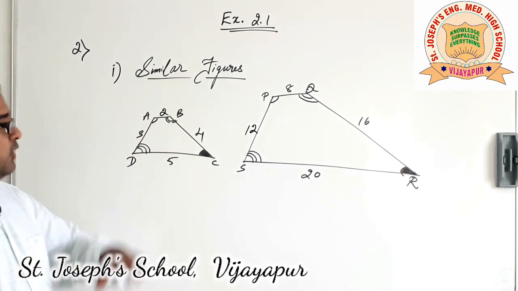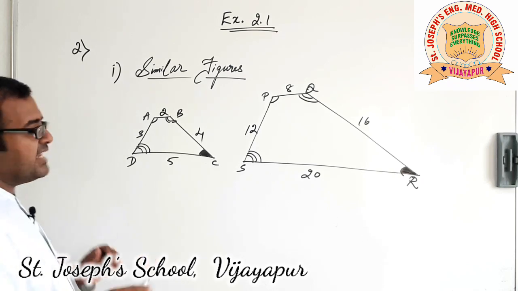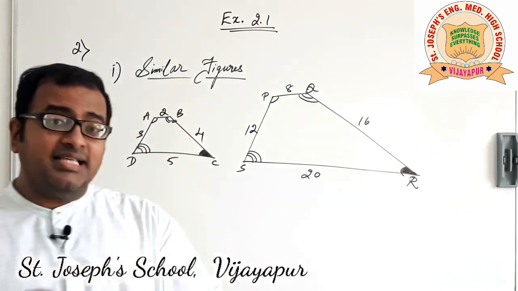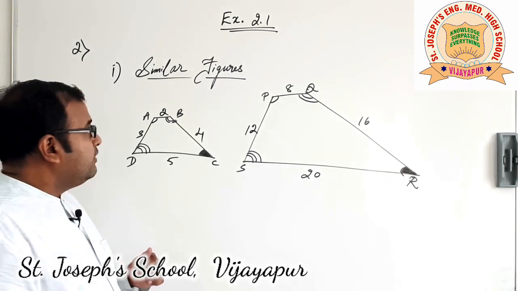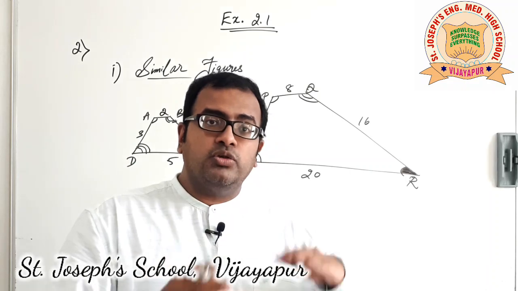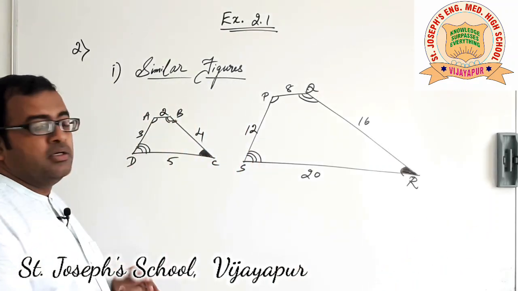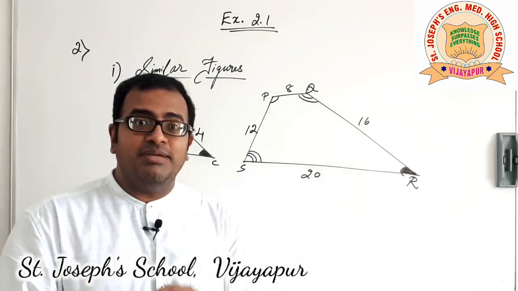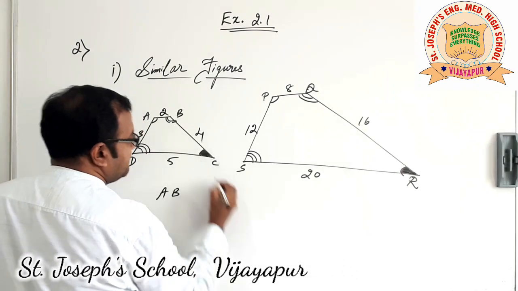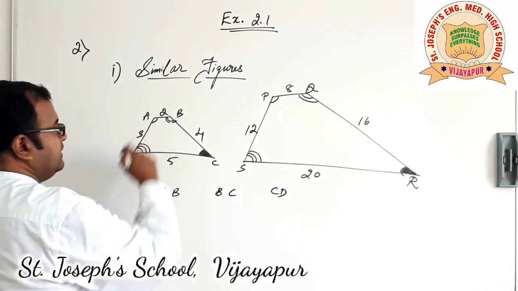Now, how to check the scale factor? Let's take the corresponding sides. As I told you before, we take all the numerators of the proportion from one diagram and all the denominators from another diagram. So here I am going to take all the numerators from ABCD, that is AB and BC, CD and AD.